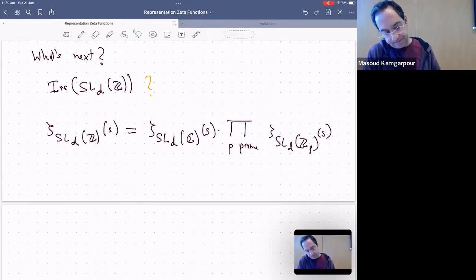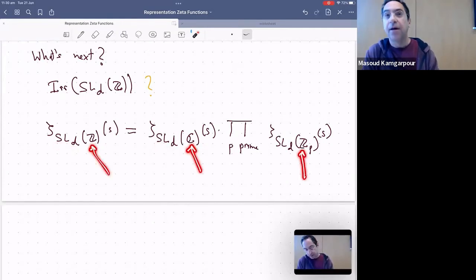Now, there are many things that are going on here. So let's start to decipher this. So first, as promised, I'm taking SLD, this question SLD, and I'm asking for several answers. I'm looking at points over different rings.